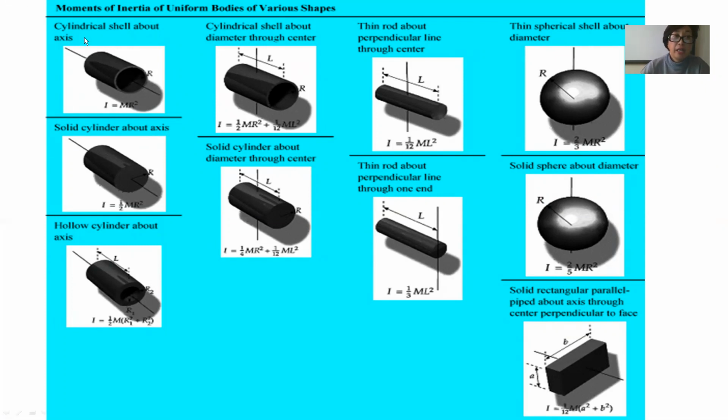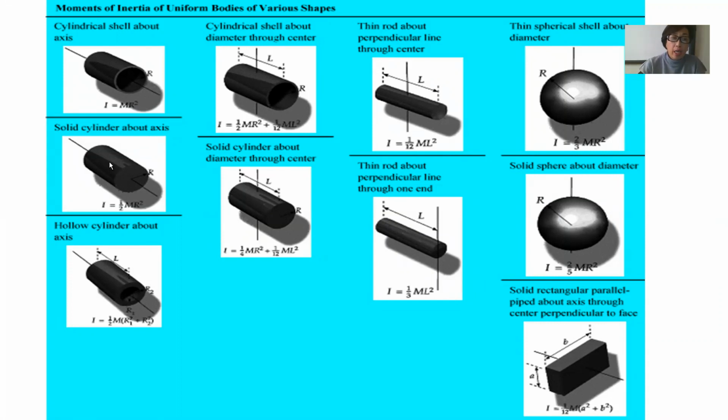Here we see the moment of inertia of uniform bodies of various shapes. First, the cylindrical shell about its axis, with radius r. The moment of inertia of the cylindrical shell equals the mass of the cylinder multiplied by the square of the radius.